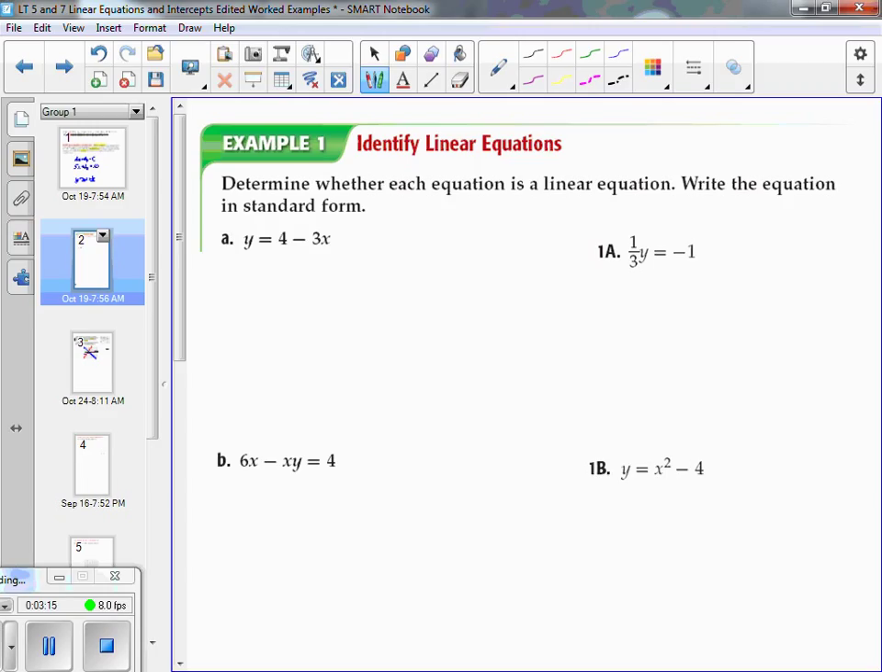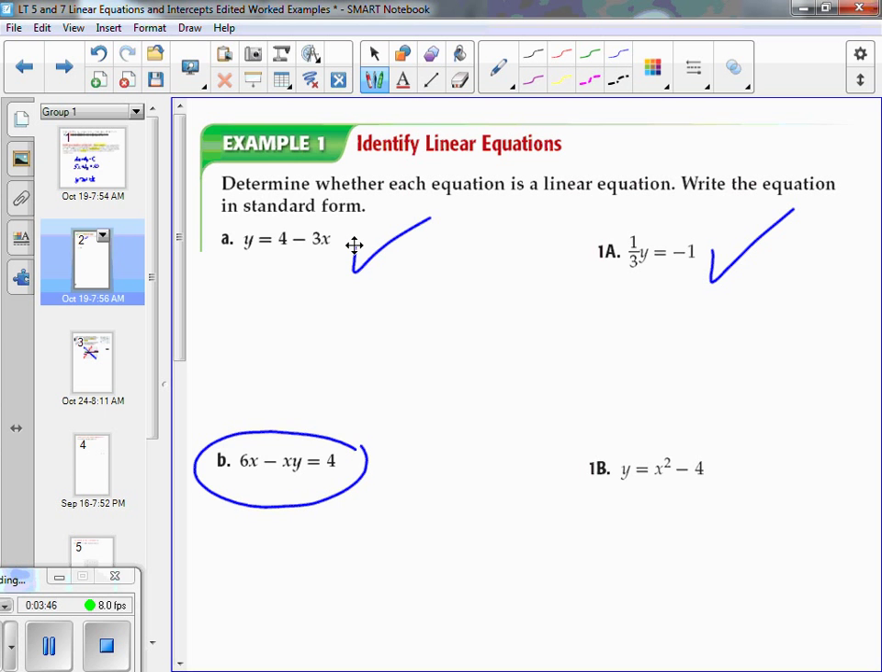Now, just so that we don't try to apply linear equations to things that aren't linear, let's take a look at these. It says determine whether each equation is a linear equation. We're not going to write it in standard form. Here's how you tell. It'll have an x and a y, or if it's a horizontal line, it'll just have a y. If it's a vertical line, it'll just have an x with no exponents. So 1A is a linear equation.